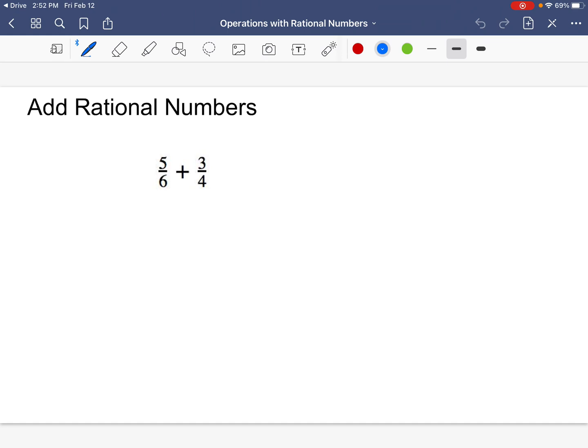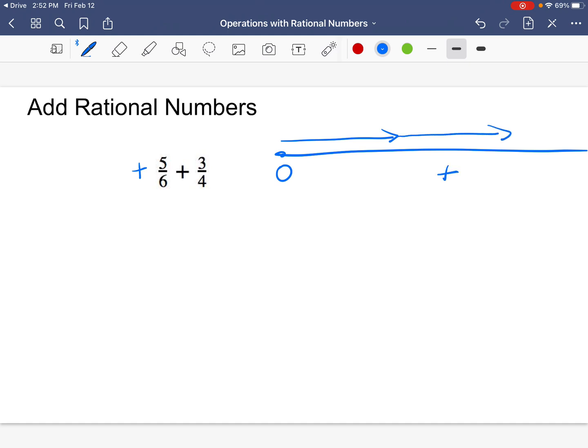And we can determine that a couple of different ways. So I'm going to use a number line in this example with 0, and I have positive 5/6, so I'm going in this direction, and then positive 3/4, I'm going to go in this direction again, and this is the positive side of the number line, so I know that my sum is going to be positive.